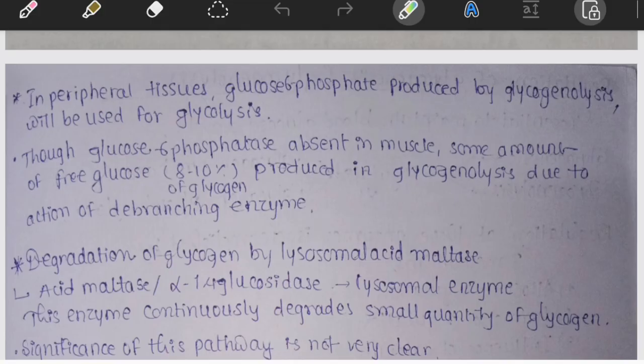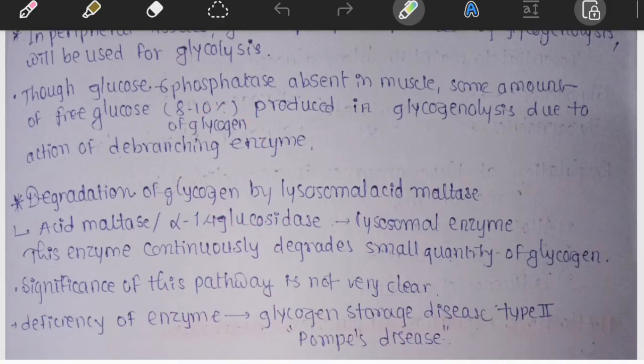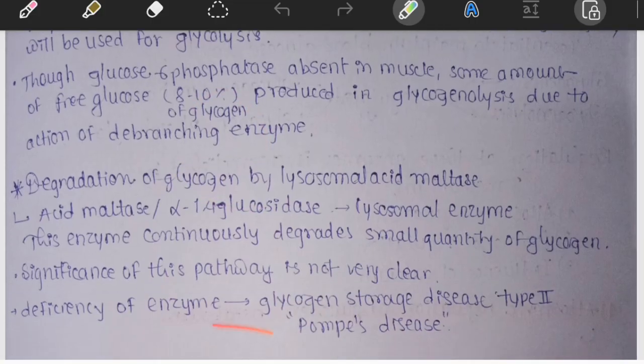The enzyme involved is acid maltase, and if it is deficient, the glycogen accumulates inside the lysosomes. This causes Pompe disease, glycogen storage disease type 2. Pompe disease: acid maltase deficiency and lysosomal glycogen accumulation. This is a classic MBBS exam question. Next we will see the next part.